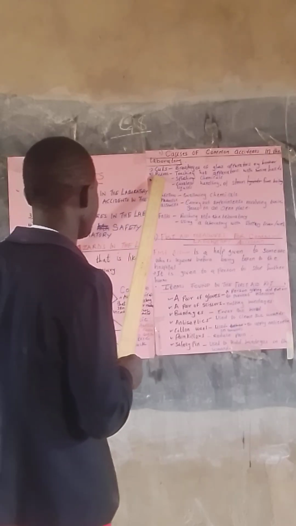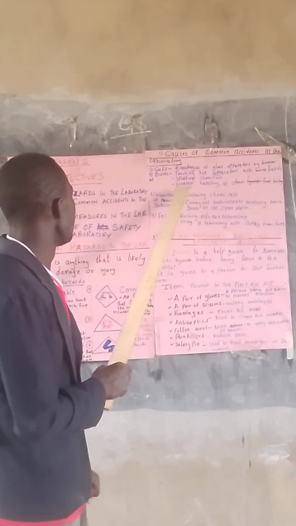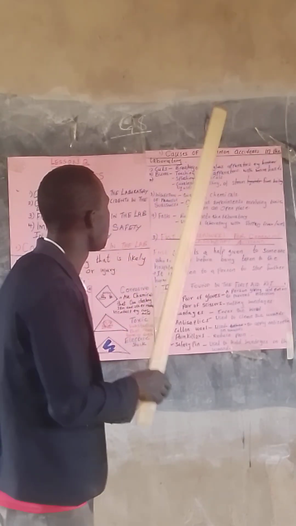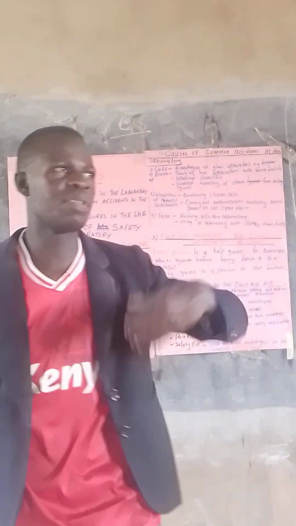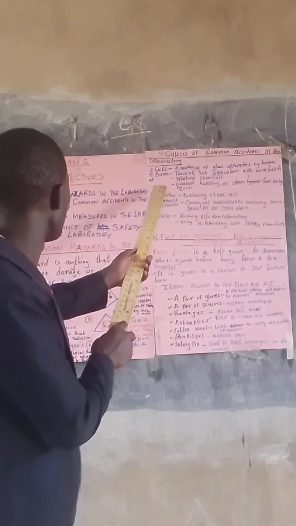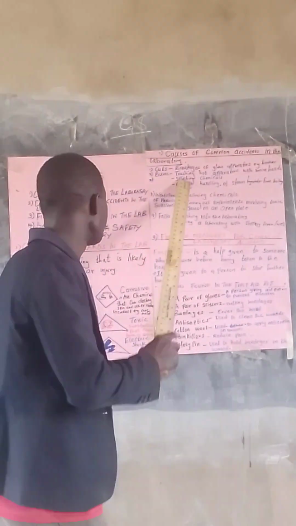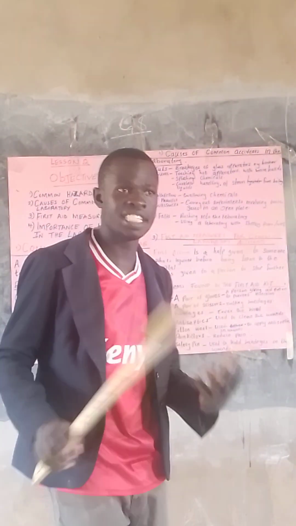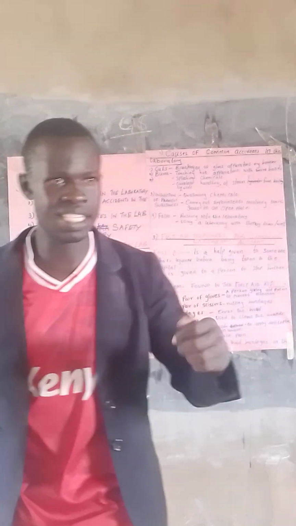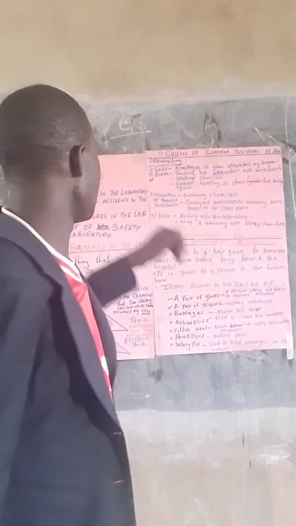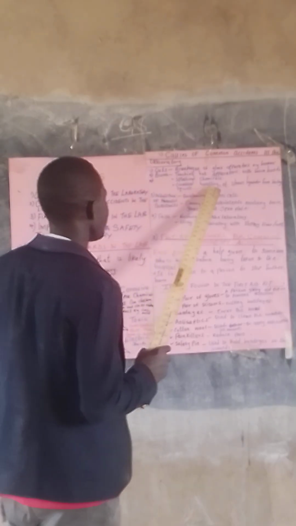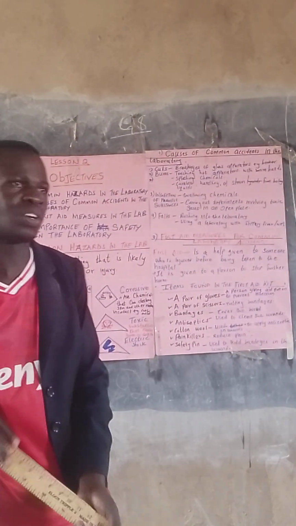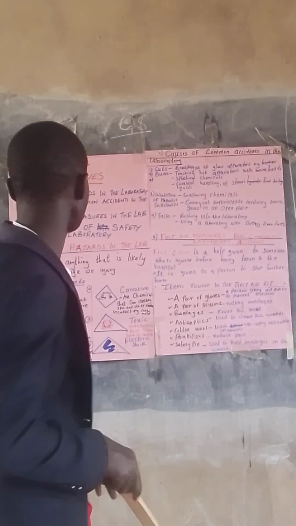Number two, we have burns. We say that burns result from touching hot apparatus with bare hands. When we touch a hot apparatus with bare hands, it can cause what we call a burn. Another one is splashing chemicals. We have dangerous chemicals like concentrated sulfuric acid. If it splashes on your skin, it can cause a burn. Then we have careless handling of steam from boiling liquids. It can also result in a burn.